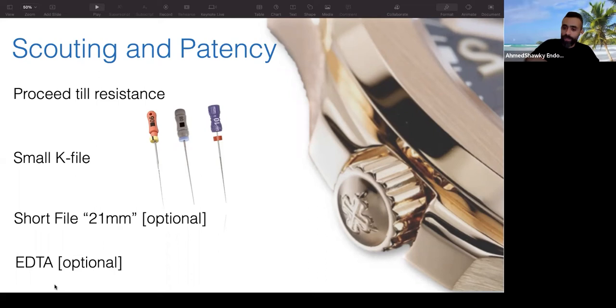I put sodium hypochlorite, and then I take EDTA gel on the file and go inside the canal in the presence of sodium hypochlorite. This is nonsense, because the EDTA components in the gel will neutralize the sodium hypochlorite. So neither of them would work. And an additional point, sodium hypochlorite already has a lubricant action. So only in the step of scouting and patency, we can use EDTA gel.